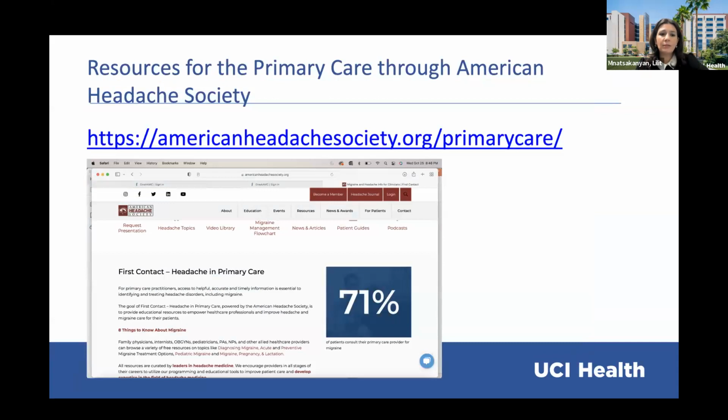This slide reminds us that there are a lot of resources available specifically for primary care physicians from the American Headache Society, and the link is listed here. Again, with the understanding that over 70% of patients with migraine will see their primary care clinicians for this concern.